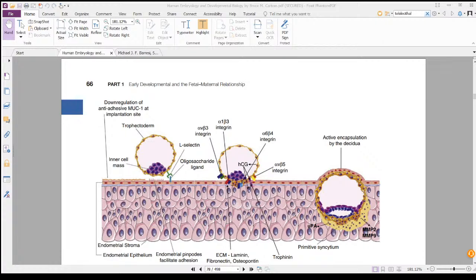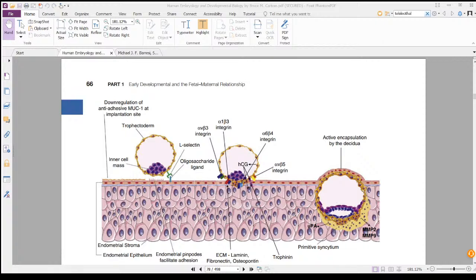You can see here the laminin, and the ECM, the extracellular matrix. It contains collagen, fibronectin, osteopontin, then you have trophinin, and various integrins. Integrin alpha 5 beta 5 here, alpha 6 beta 4, alpha 1 beta 3. Then selectin, L-selectin is there. So there are various types of cell adhesion molecules. These integrins and selectins are all cell adhesion molecules that you are able to see in this.